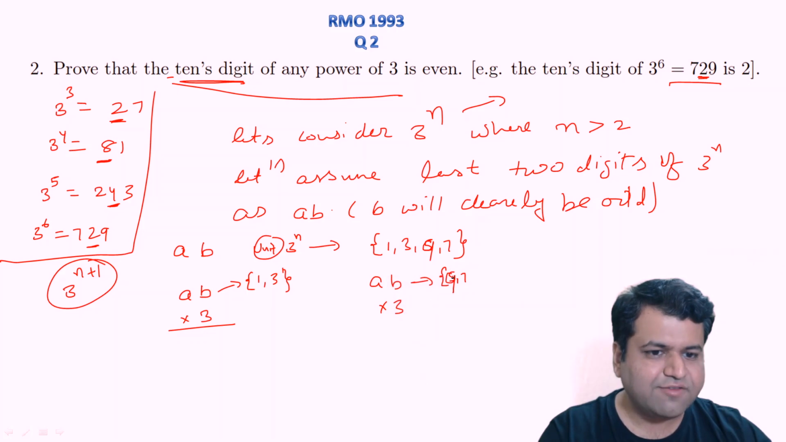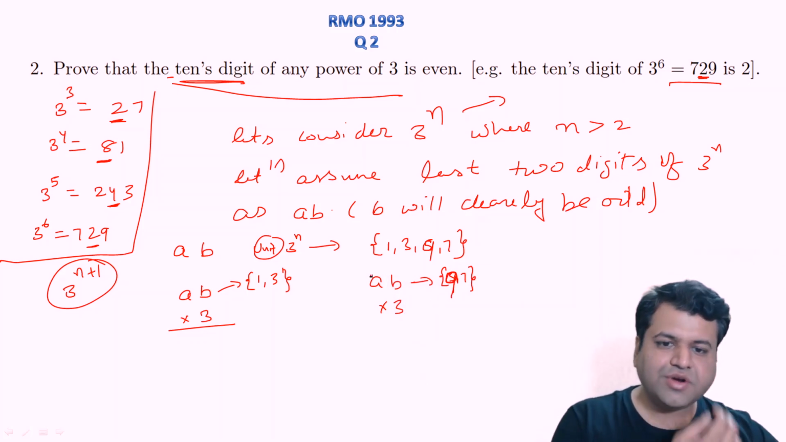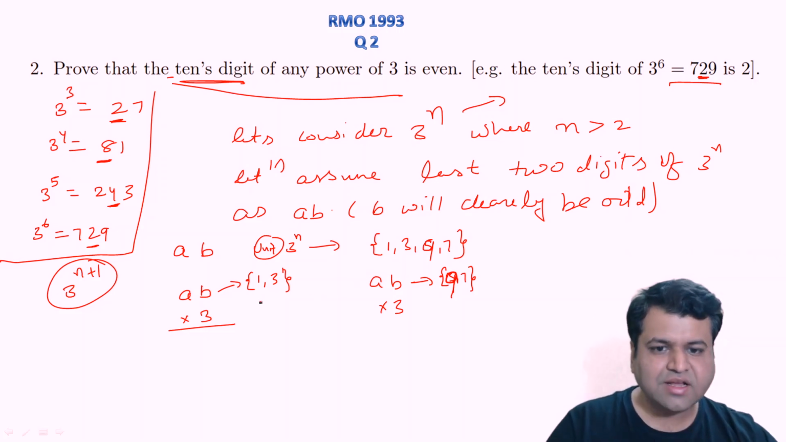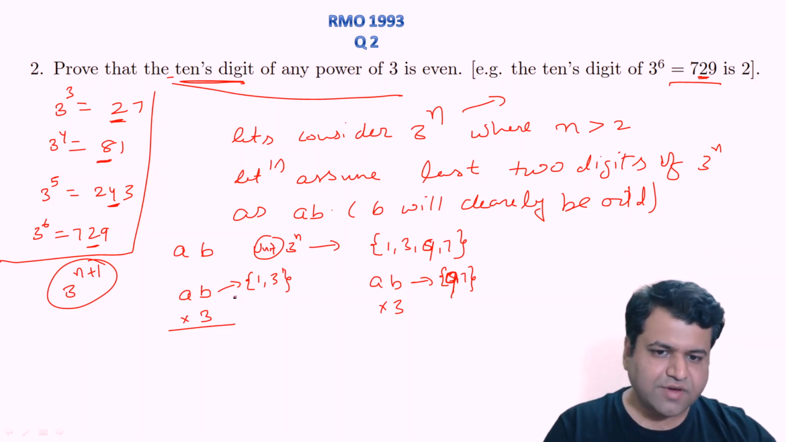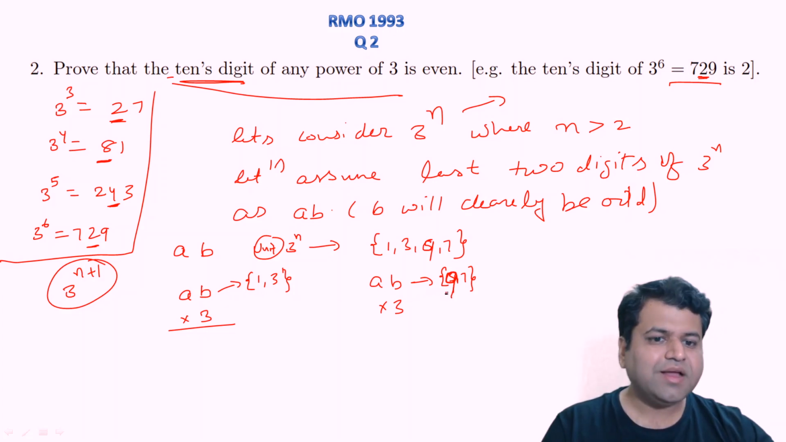Okay, I write 5 in the flow, right? So that's the possible unit digit of 3, right? 1, 3, 9 and 7. Let's consider two cases. In the first case the unit digit will be 1 or 3, and in the second case the unit digit is either 9 or 7, right?